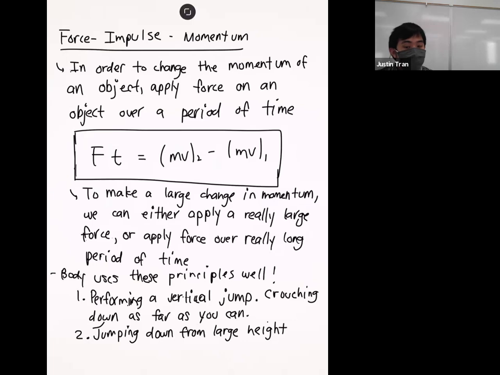And so when you're jumping down from a very large height, I think the primary concern is that you hit the ground with such a big impact and you break all the bones in your legs, right? Okay. And so what does your body do to help alleviate this?